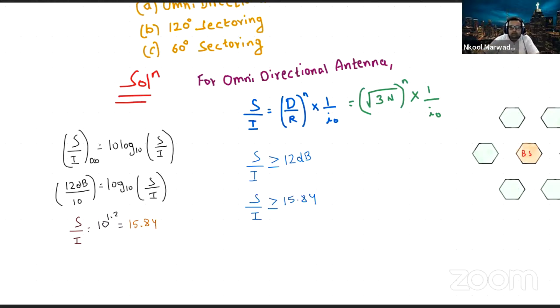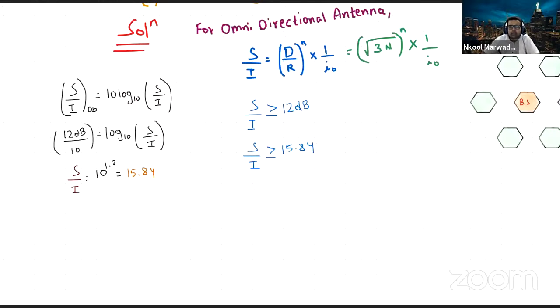Now we have the formula for S by I. I naught I have to make 6, and the small n is given to be 4. So let me substitute it, and when I do the substitution I will get root 3n to the power of 4 by 6 is greater than or equal to 15.84.